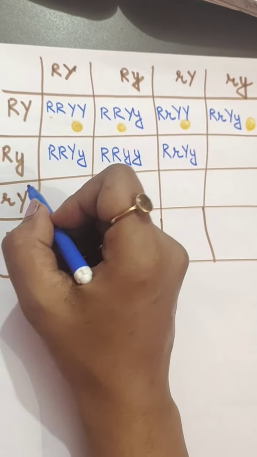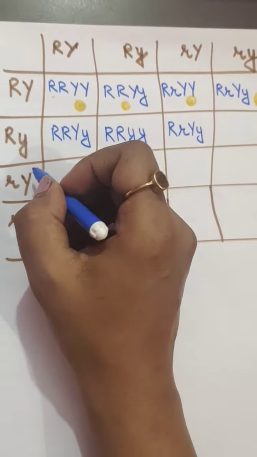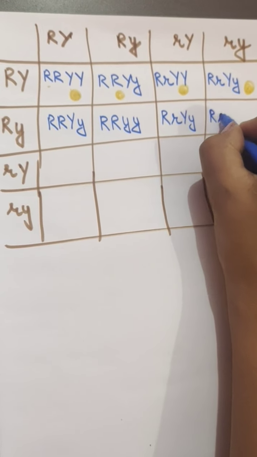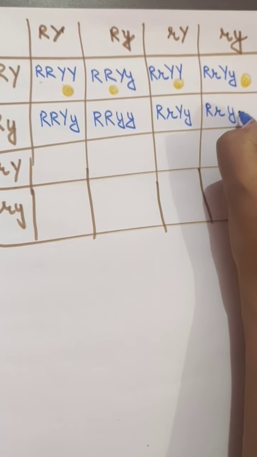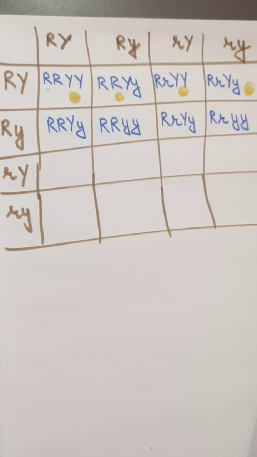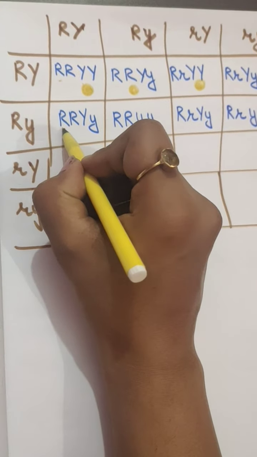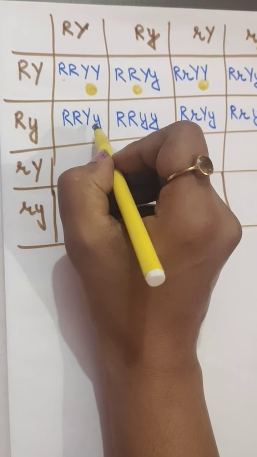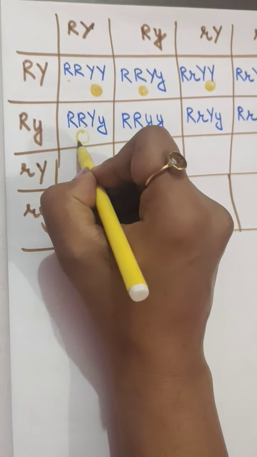Capital R. I hope you understand how I'm doing it. I'm just crossing this with this. Okay, so now capital R and small r, small y and small y. So let's go to this. These are the dominant genes. This is the dominant gene, and this is the little recessive. This stands for the green color. So again, round and yellow.